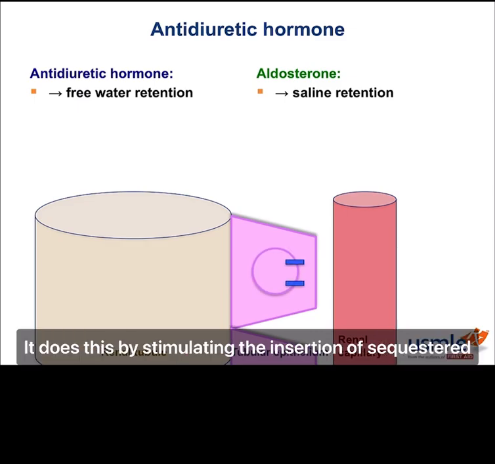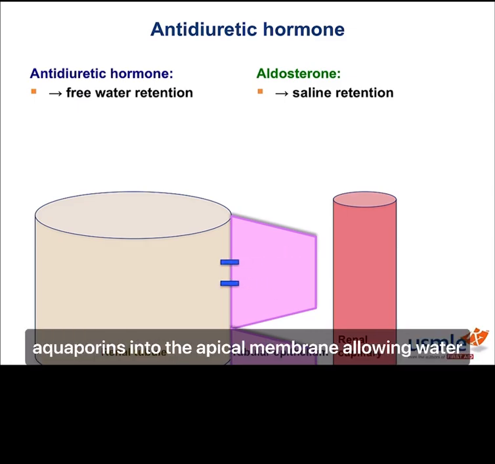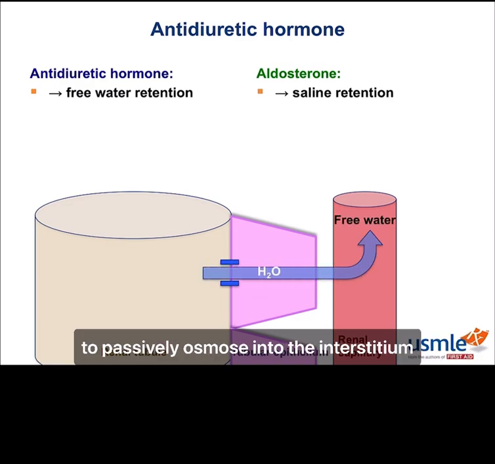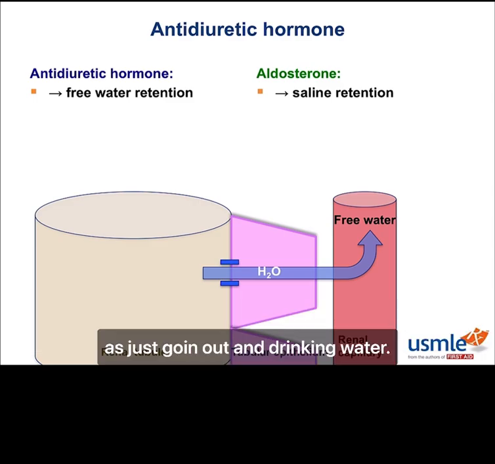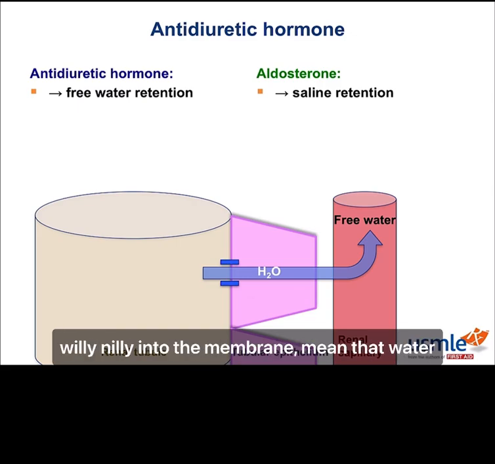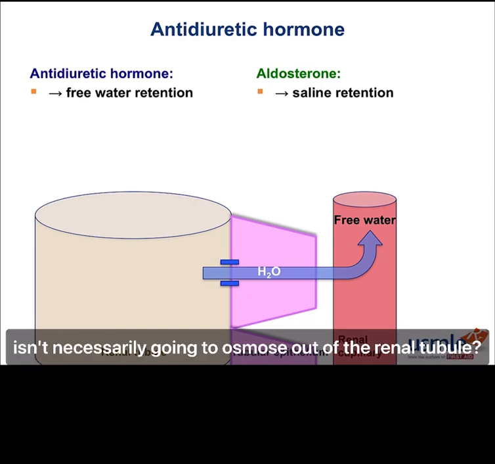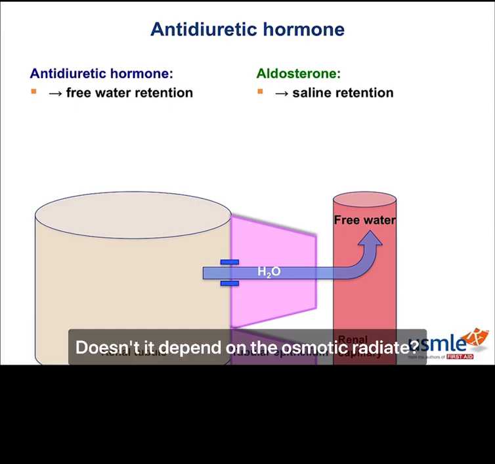It does this by stimulating the insertion of sequestered aquaporins into the apical membrane, allowing water to passively osmose into the interstitium and eventually the capillaries. As you can see, ADH really does pretty much the same thing as just going out and drinking water. But wait a minute, why does inserting pores willy-nilly into the membrane mean that water is necessarily going to osmose out of the renal tubule?